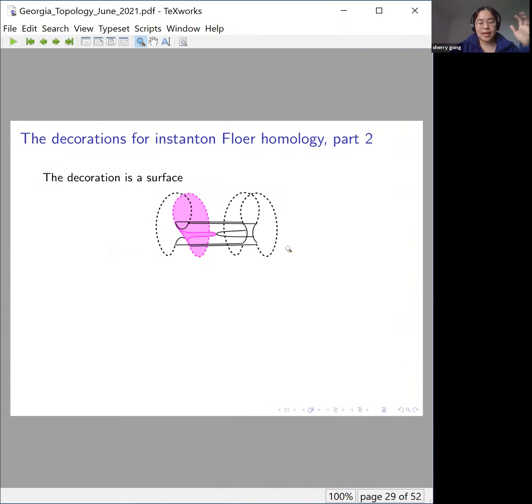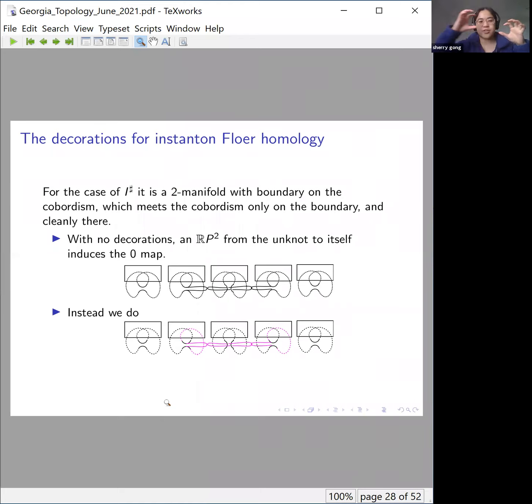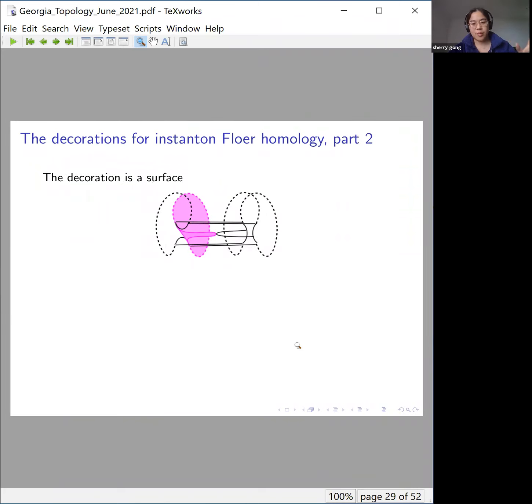In fact, if you do this as the map from the unknot to the RP2 and you do the reversal like we've been doing with all of our bands, the map induced by this cobordism with this extra surface is exactly what we want. It behaves the same way as if you just had an orientable tube without this extra surface. So this is the idea: to add this extra decoration.